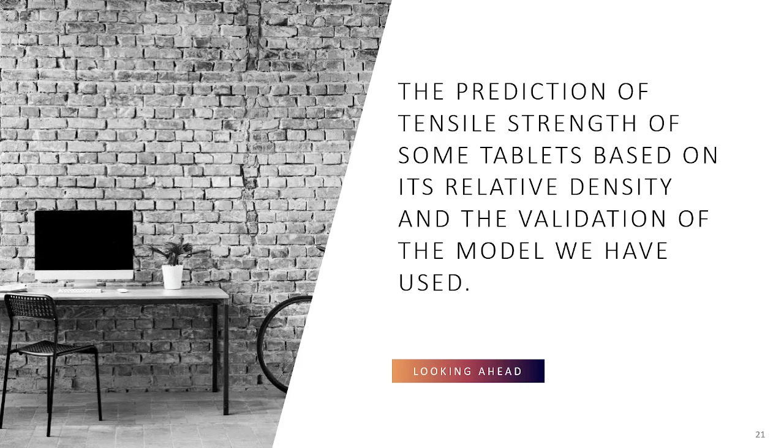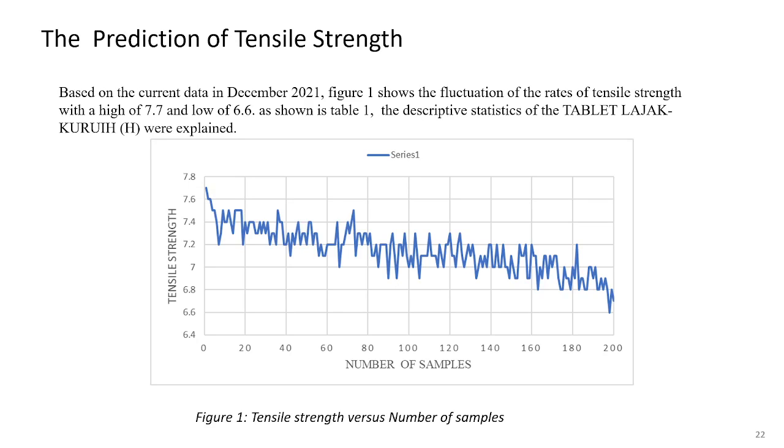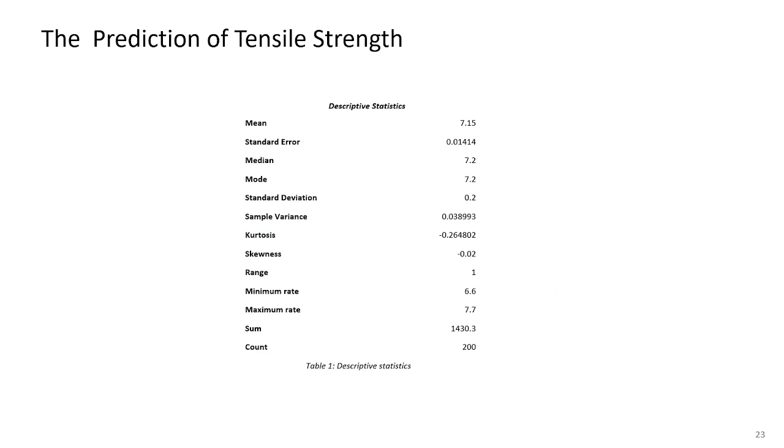So lastly, the prediction of tensile strength of some tablets based on its relative density and the validation of the model we have used. Based on the current data in December 2021, figure 1 shows the fluctuation of the rates of tensile strength with a high of 7.7 and a low of 6.6 as shown in table 1. The descriptive statistics of the table Lazaq-Laku were explained. So this is the tensile strength versus number of samples graph. This is the descriptive statistics of everything.